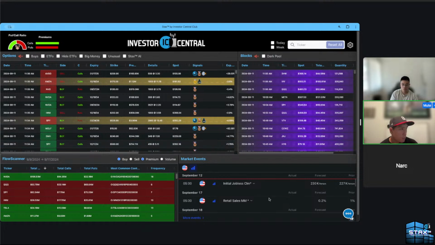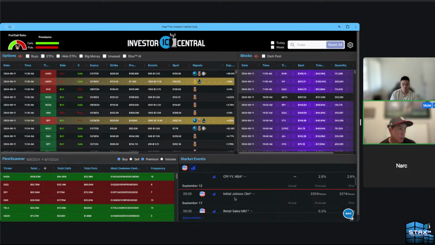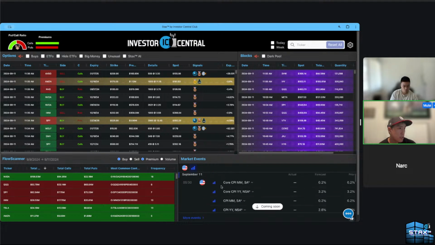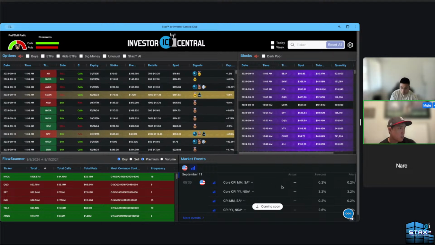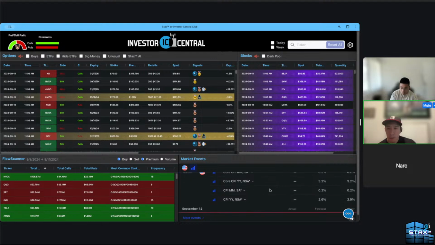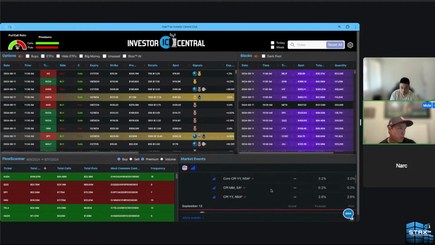On the bottom right, what we have is our market events. For example, today, you'll see September 11th. Earlier today, we had our core CPI come in. The forecast, the prior, etc., and it came in just at expected as well. So, we'll talk a little bit about how that affected our markets today.